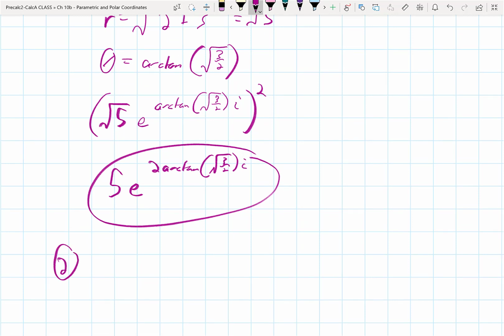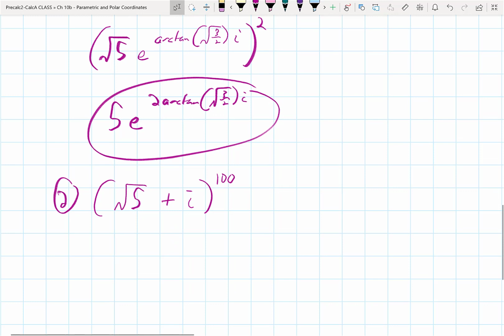This also allows you to do exponents that are very, very large. So I would never want to do (√5 plus i) to the 100, even if I was really great with my binomial expansion. That would be a pain. And as you know, with the i's, it starts to cycle back on itself.